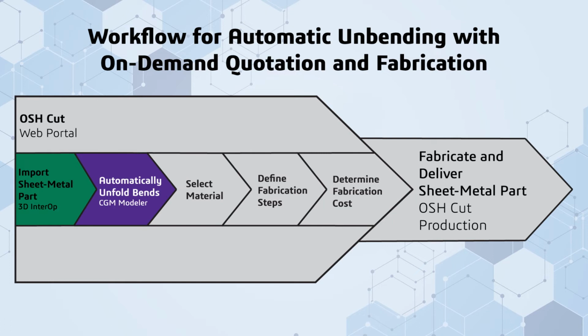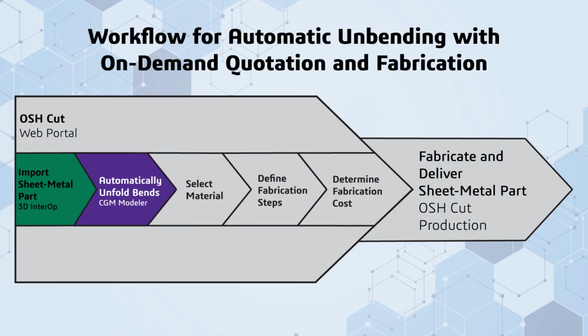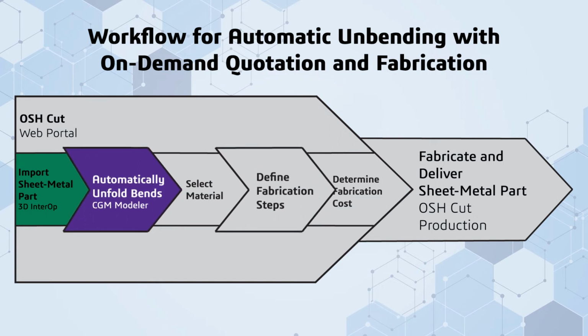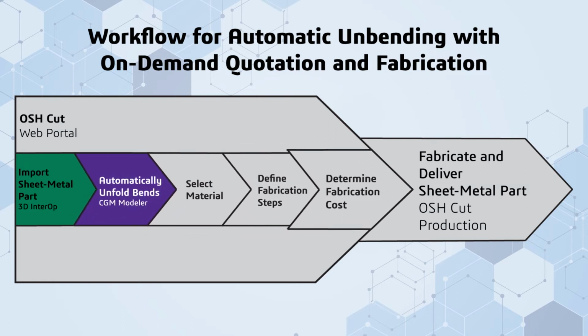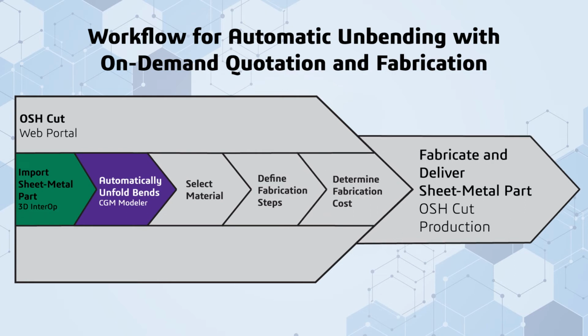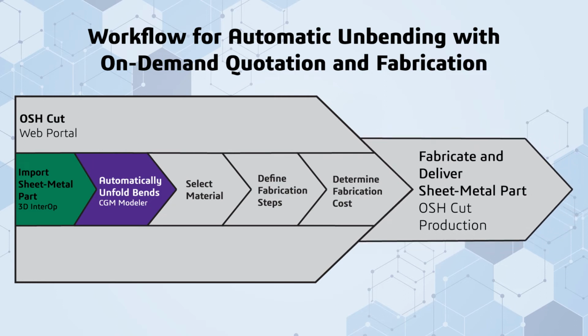Oshcut's on-demand web portal allows customers to import digital models of sheet metal parts in a wide range of formats via 3D InDraw, and then select a material such as various aluminums or steel alloys. Oshcut's web portal then automatically defines fabrication steps by unbending the part with CGM Modeler and subsequently determining the fabrication cost based on size, material, and fabrication steps. The customer can then elect to order the part, which is then delivered in a few days.